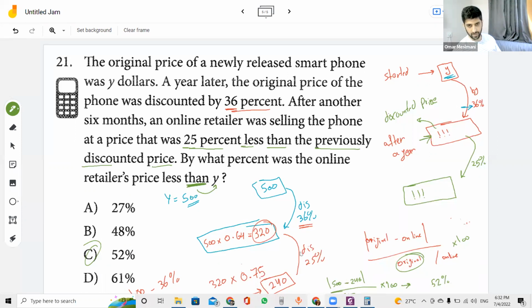Jana, I'm reading it now. Now I'm reading your texts. Okay. You cannot multiply 500 by, why you can't multiply 36? Subtract 100 minus 36 first, then I multiply 500. Yes, that you can do this.